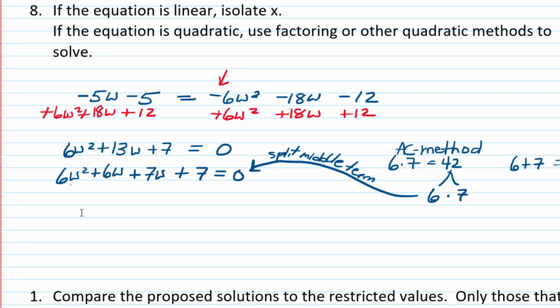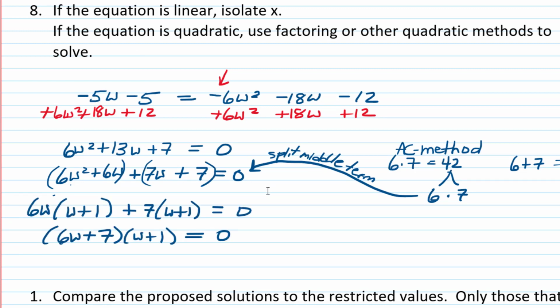There are a variety of ways to factor trinomials, which is the next step that we need to do in order to solve this equation. In my class, we use splitting the middle term, which is the AC method. You might use another method, but here I've split the middle term and I'm going to use grouping. And the result is that we have 6w plus 7 times w plus 1 equals 0.